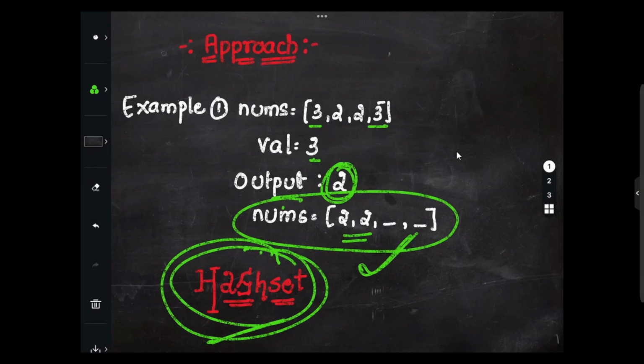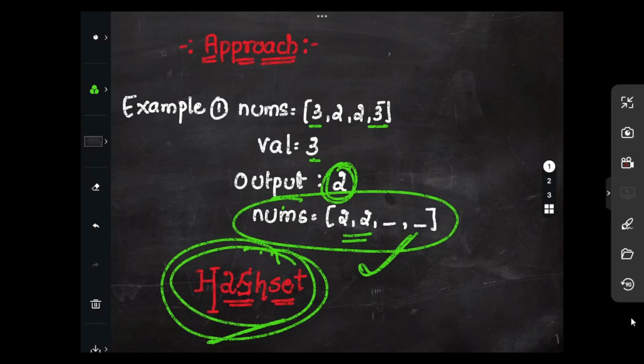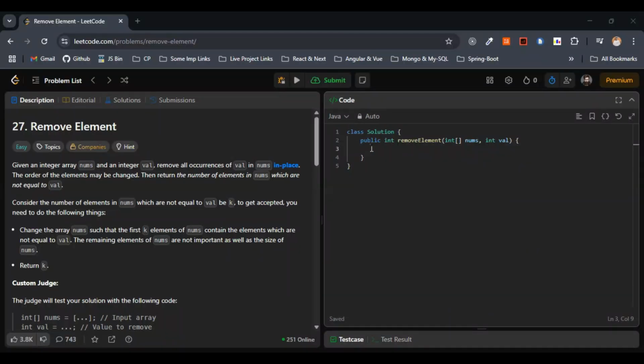Let's write the code. So what shall we do initially? As I have said, we'll be making use of the hash set, right? Why? Because we have to store the valid values, right? Here in this case, let me create the hash set very quickly. This will be HashSet in the angle brackets. I'll just give Integer. This is fine. So let me use the variable name set. Let's create the hash set.